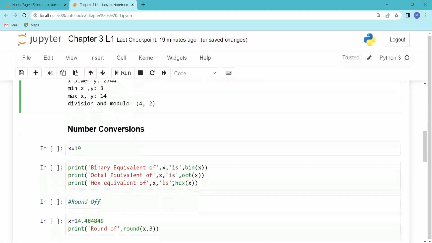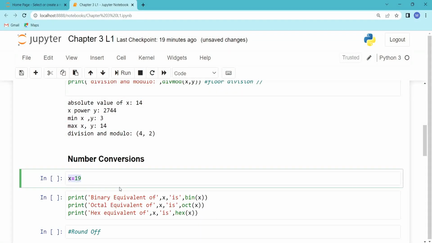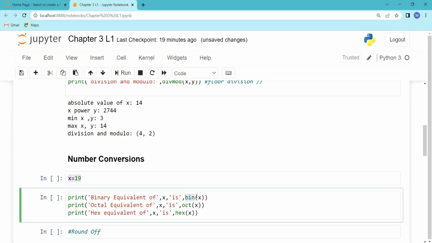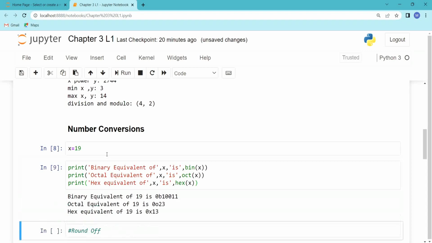functions, particularly the number conversions. Let me take a decimal number, x equal to 19, which can be converted to binary by applying the bin function. Bin of x will give us the binary equivalent of 19, whereas oct will give the octal equivalent of decimal 19, and hex will give the hexadecimal equivalent. Give me a second, I did not run this code now. Okay, so this is the number which indicates binary of 19, whereas in octal it is 23, and in hexadecimal it is 13.